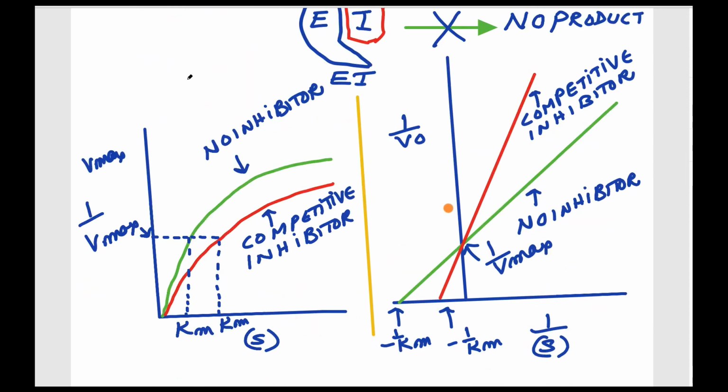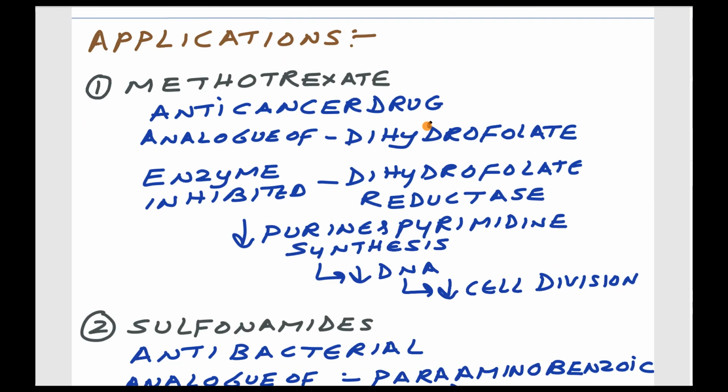Let us see the substrate concentration plot. Vmax can be achieved in the presence of inhibitor if excess substrate is supplied, whereas affinity is decreased, that is, Km is increased. When a competitive inhibitor is present, the Km is more compared with no inhibitor. In the Lineweaver-Burk plot also, you can see that the Km is increased in the presence of inhibitor. Let me summarize the applications with examples.